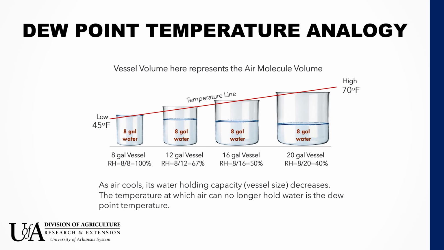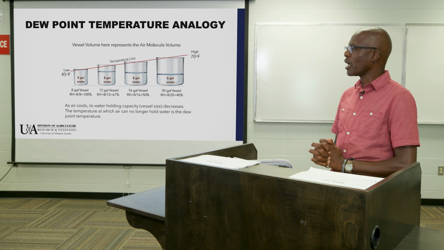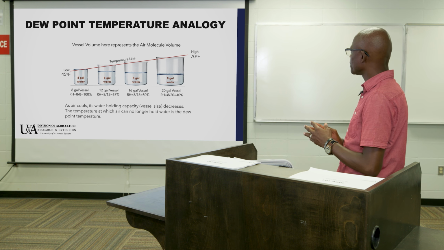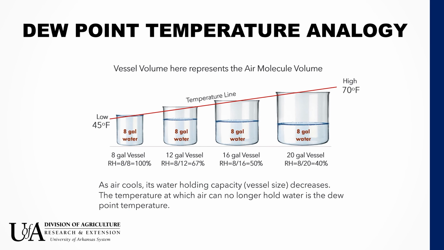This slide here is helping us understand another property, and that's the dew point temperature. And I would like to start by explaining that in this diagram, the vessel volume represents the air molecule volume. So on the rightmost, you see a vessel which is 20 gallons, and let's assume that is the air molecule volume. And inside that volume, we have water that is dispersed in vapor form. And so that is at 70 degrees Fahrenheit, very high temperatures. So the relative humidity in that case would be 8 gallons of water divided by 20 gallons, which is the vessel volume. That's about 40%.